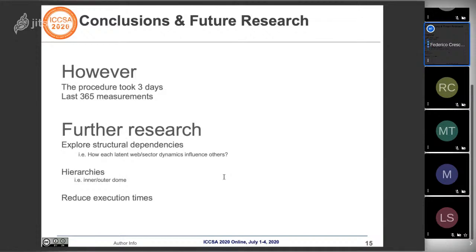And also, what we would like to explore is, you know, the dynamics of the GDPC is very interesting, but in some senses too simplistic, because it doesn't give us any information about structural dependencies, such as how each sector of the dome, each web, influences the other, and also doesn't give any information about hierarchies. Because actually the domes are 2. We have an inner dome and an outer dome. So we want to give a higher level of detail of what we discovered with this application, and possibly we are also looking for some way to reduce the execution times.